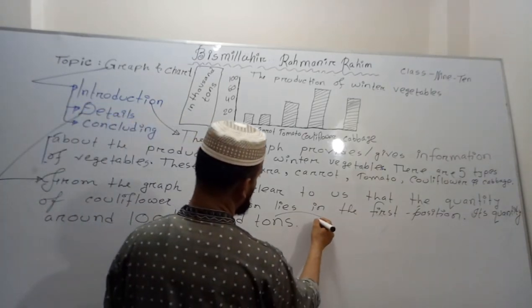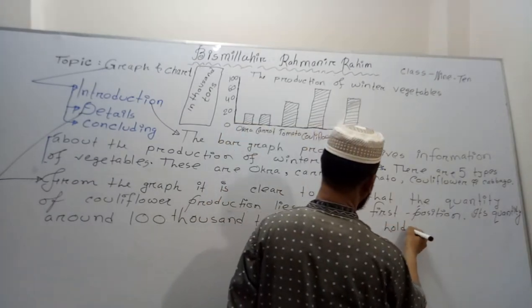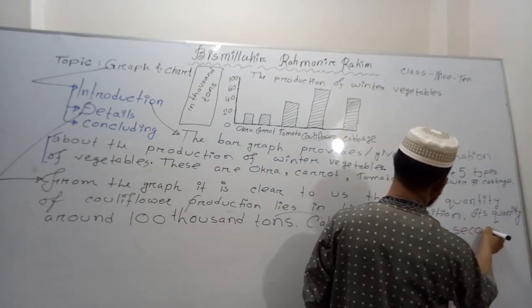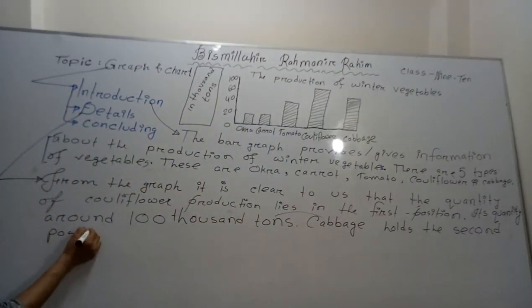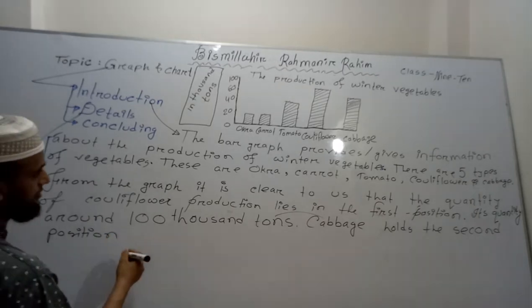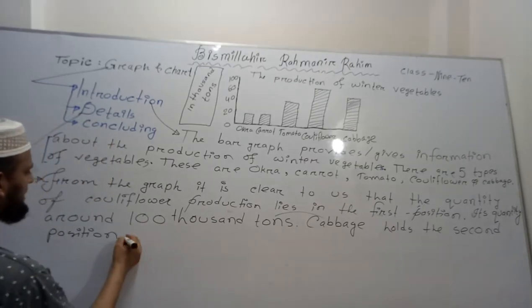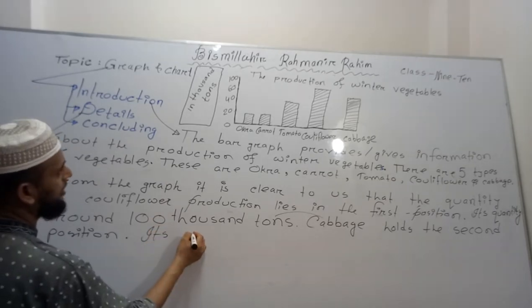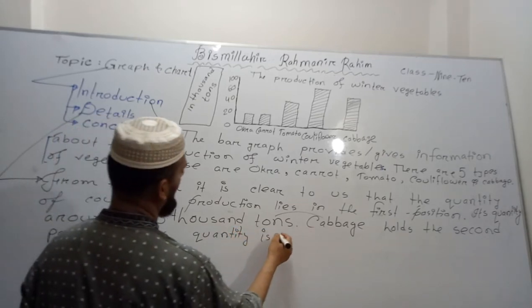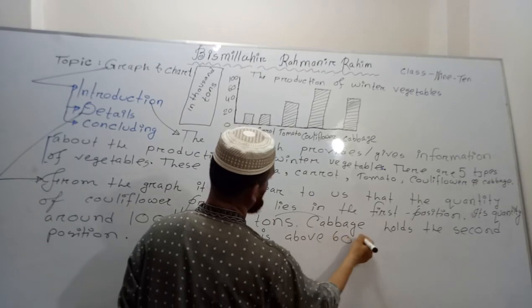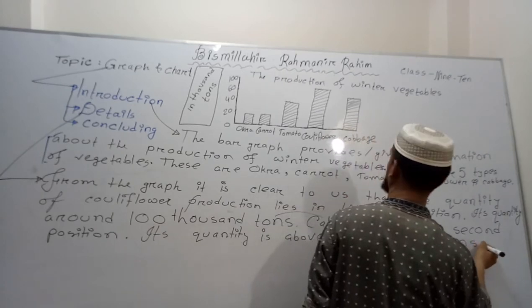Then cabbage, yes, dear students, holds the second position. Regarding the second position, its quantity is above 60,000 tons.